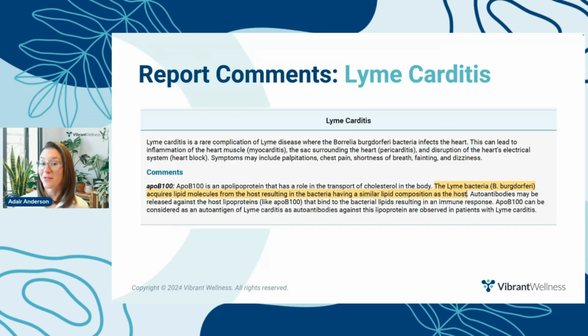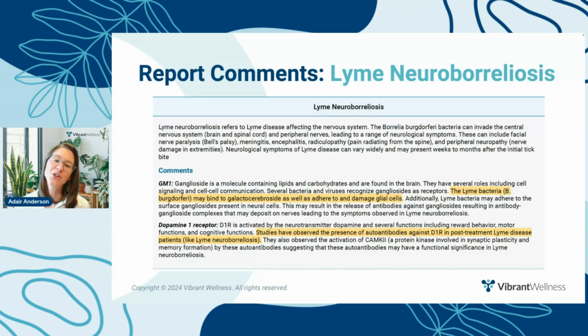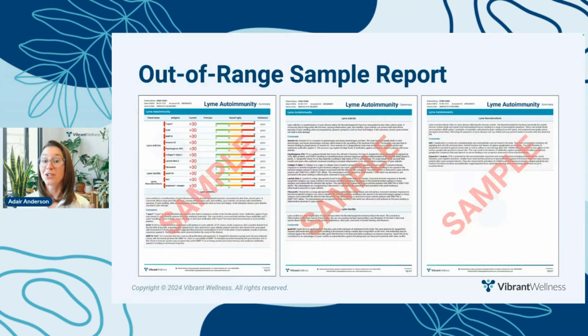Here's a similar comment for the Lyme carditis marker ApoB100. And the 2 Lyme neuroborreliosis markers, GM1 and dopamine receptor, are also specific to Lyme disease caused by Borrelia burgdorferi. Which is why we'll be including a copy of the Lyme Autoimmunity all out of range sample report in addition to the recording and slides we send you after this webinar so you can learn more about each Lyme autoimmunity marker.